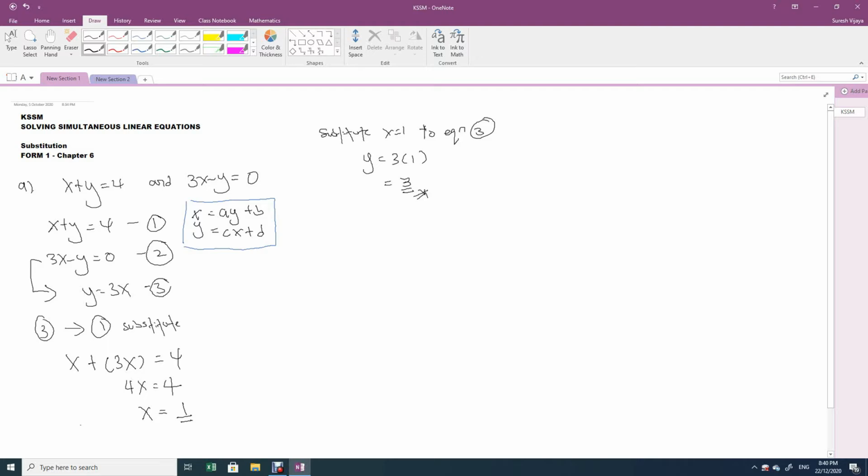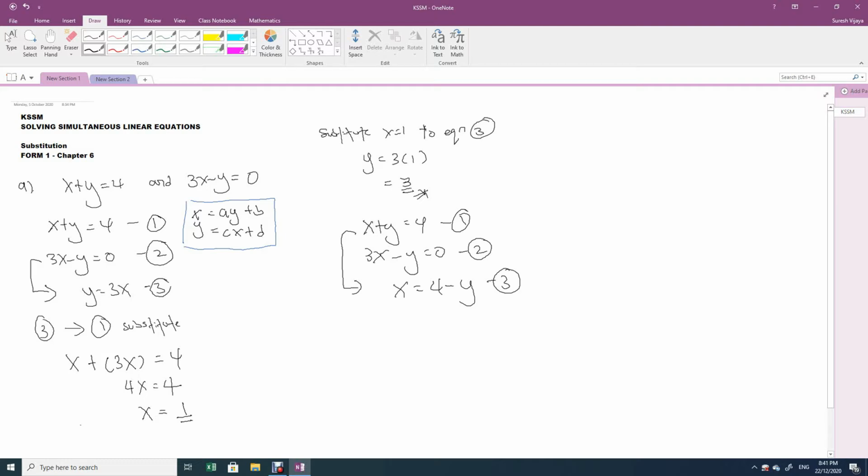Okay, since I've transformed equation 2 to equation 3 in y equals to 3x form, let me show you. Let's say I'm transforming equation 1 into x equals to form. So let me rewrite this equation as x plus y equals to 4, equation 1, and 3x minus y equals to 0 will be equation 2. Since now we are using x equals to 4 minus y, we have transformed equation 1 to x form. So x is the answer for the equation we are looking at.